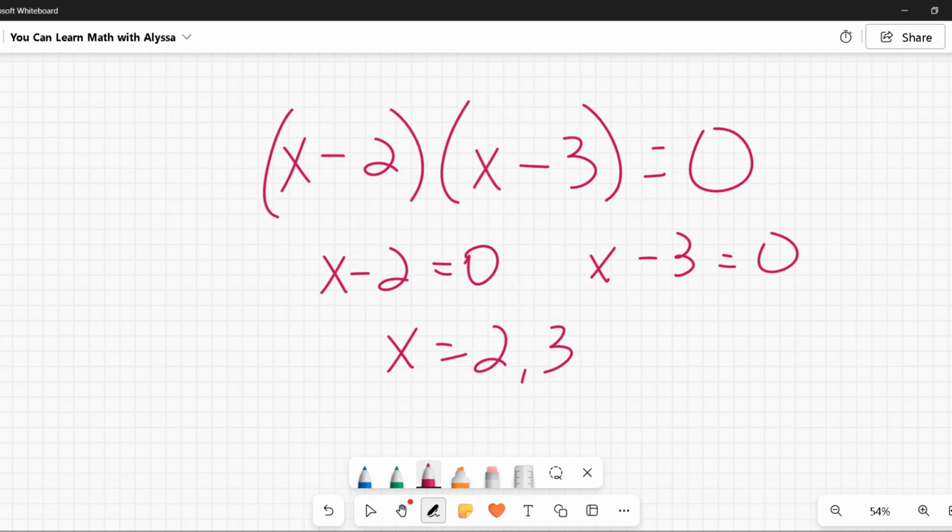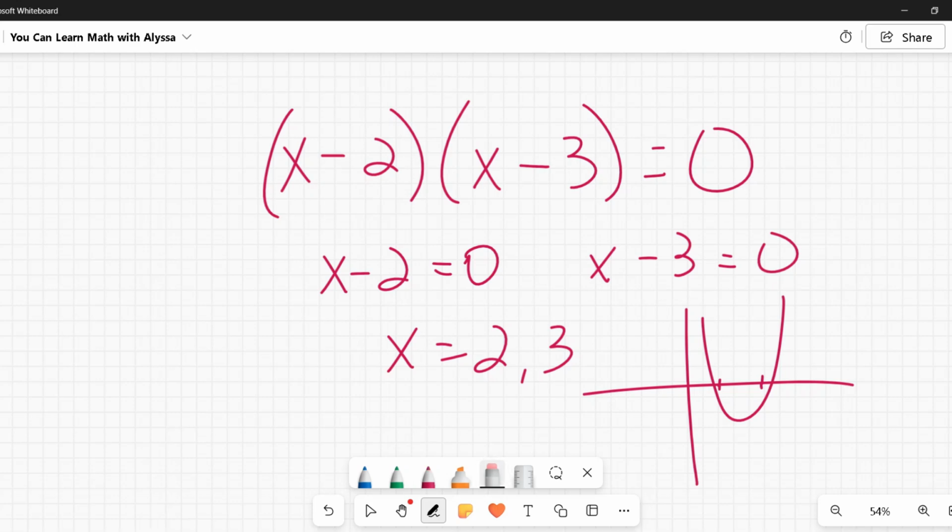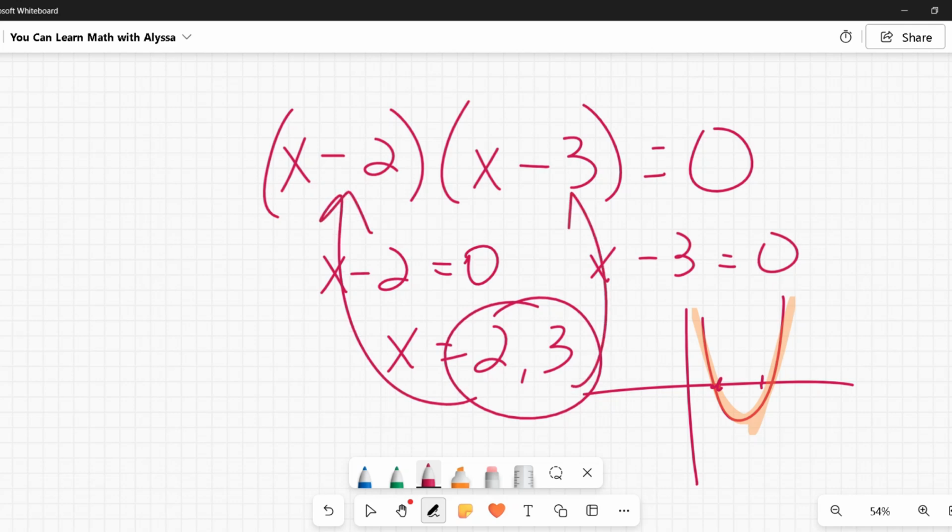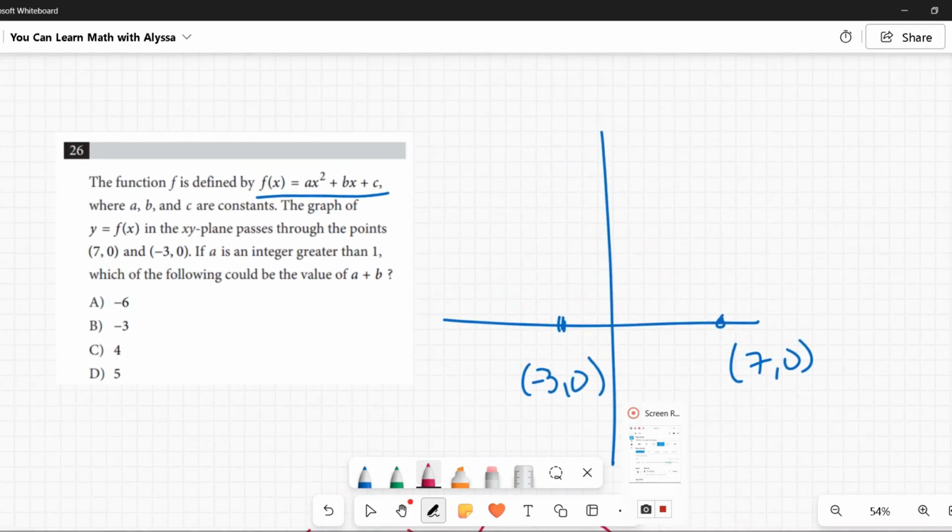If I were to graph that, that parabola is going to go through the points (2, 0) and (3, 0). It just is. The zeros, where they solve, those are the x-intercepts. So let's go backwards. If the x-intercepts of 2 and 3 came from x minus 2 and x minus 3, well, here we have our x-intercepts of negative 3 and 7. So what would this factored thing look like?